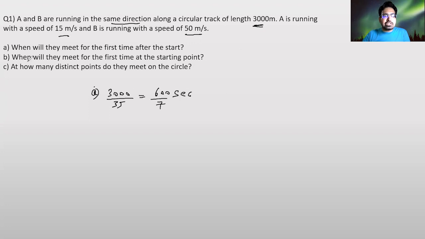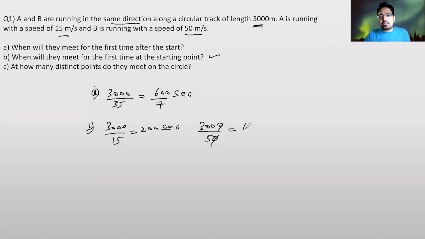Let's look at the second question. When will they meet for the first time at the starting point? Take the LCM of the times in which they are completing their individual rounds. So 3000 divided by 15 will be nothing but 200 seconds. And the second case will be 3000 divided by 50, which is 60 seconds. So 60 and 200, what will be the LCM of this? LCM of these two numbers will be 600 seconds. So after 600 seconds, they will be at the starting point.